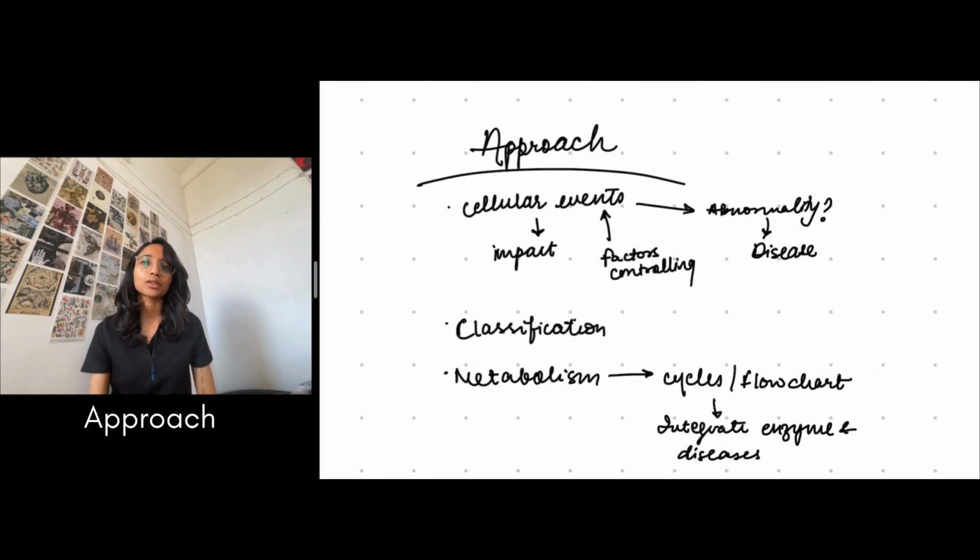Biochemistry is all about cellular events. These cellular events have an impact. These cellular events are regulated or controlled by certain factors, and if there is any problem in this, there will be a disease, right? So this is what you need to understand. Almost every unit you will be studying will be classified into a classification of whatever molecule you're studying and its metabolism.